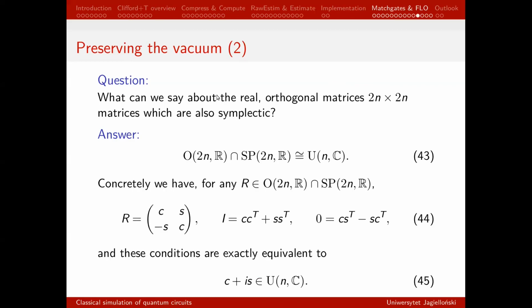To be explicit, because I like being concrete, the idea is if you take your R guy, it turns out it's a block matrix with blocks that look like C, S, minus S, and C, which obey these relations. And if C and S obey these relations, then C plus iS is unitary. This is how this mapping goes. Okay.